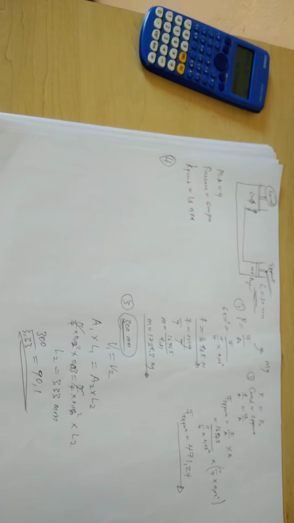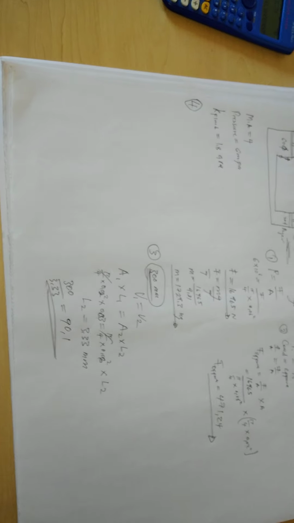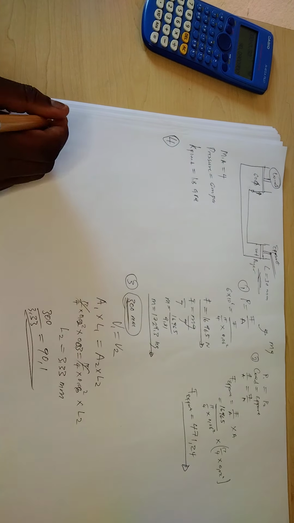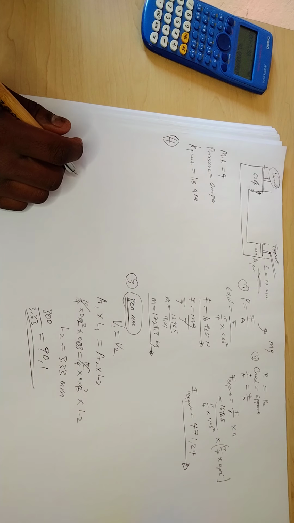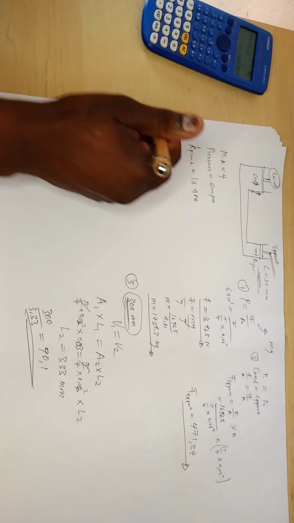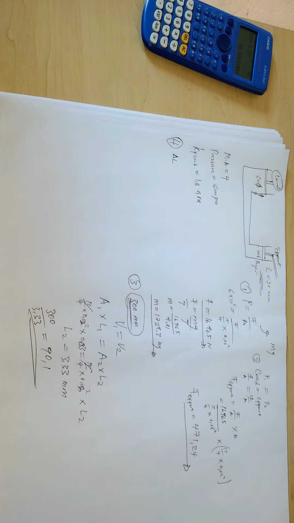Suppose we are having here on number 4, what do they want? Let us see. They say calculate the free play on a ram. So they need changing L. Remember, they need changing L.